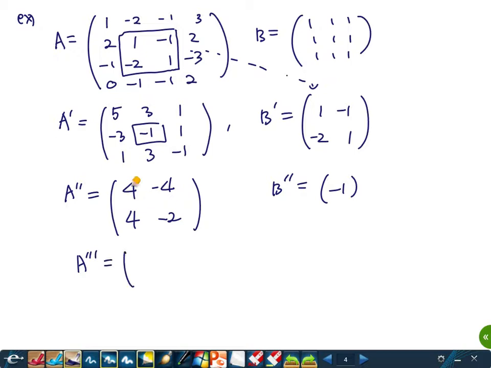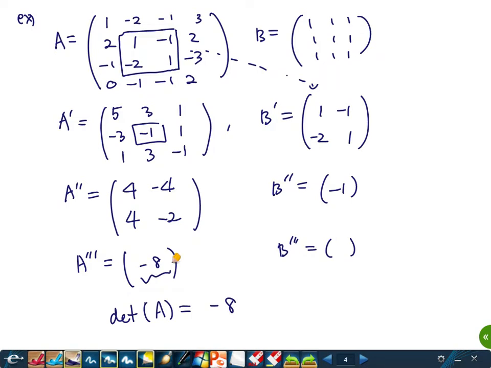Determinant of this: minus 8 plus 16 is 8. But we have to divide that number by this. So it's going to be minus 8. And B triple prime is nothing. There's no entry. So now what the algorithm says is that the determinant of the original matrix is minus 8. This part. That's it.